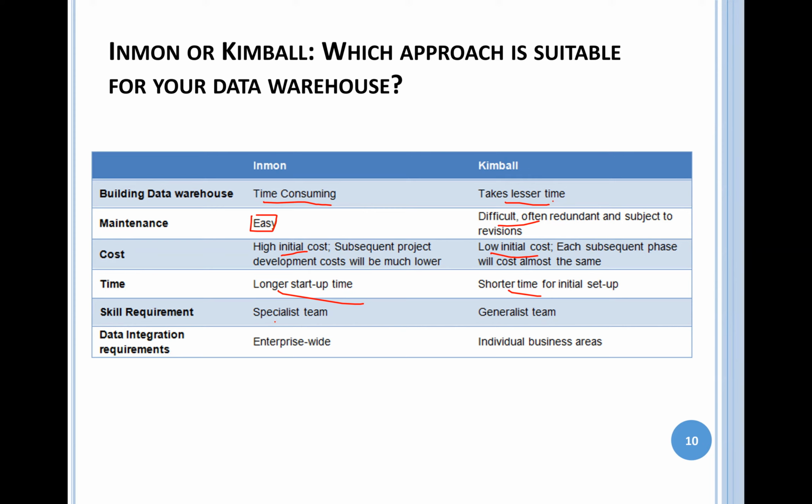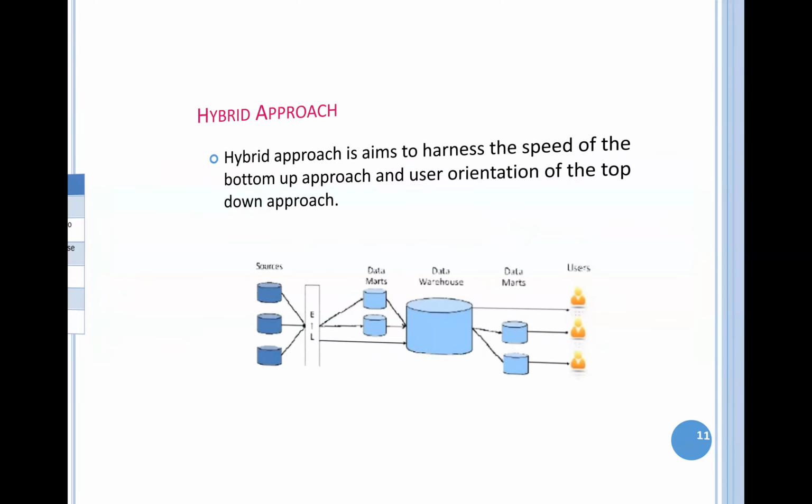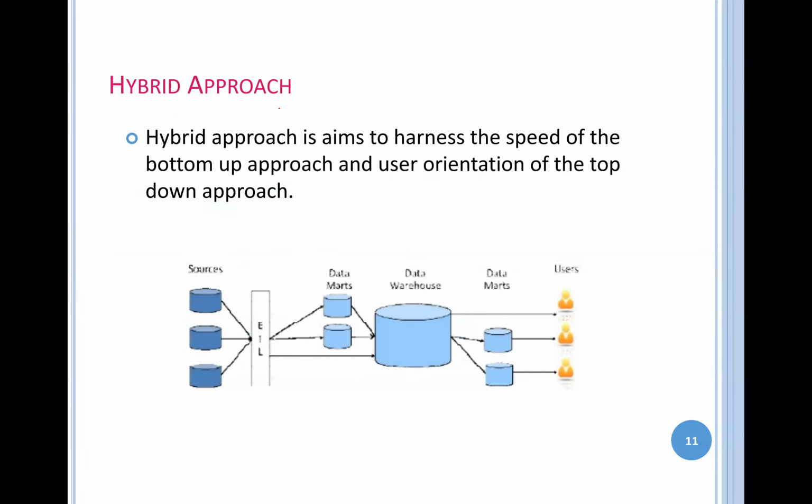This is for a specialist team. Okay, the skill requirement is a specialist team versus a generalist team, where anyone can do it. Individual business areas we will do with the Kimball model, and enterprise-wide we will go for the Inmon model. So this is the difference between the two models. And we do have hybrid models.